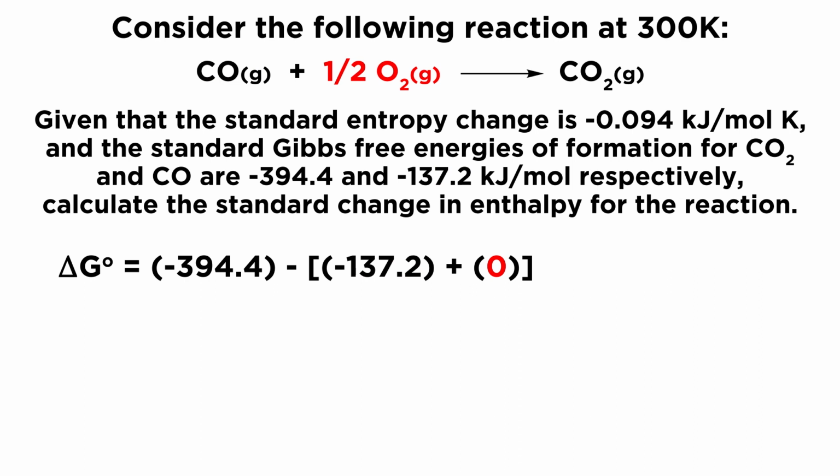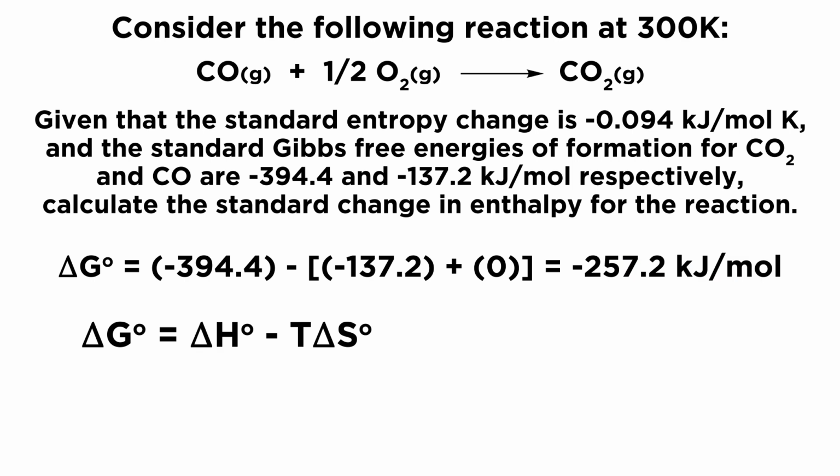And zero for O2. Again, it doesn't matter if we're looking at delta G, delta H, or delta S. Whenever we're talking about some parameter regarding the formation for elements, it's always going to be zero. So we do the math and we get negative 257.2 kilojoules per mole. So that's our standard Gibbs free energy change for this reaction.